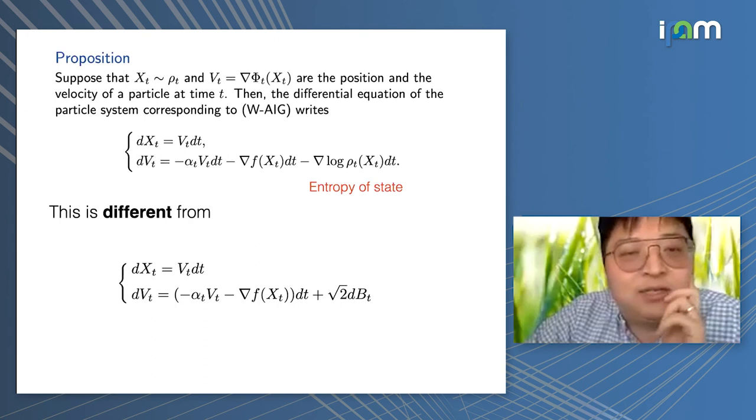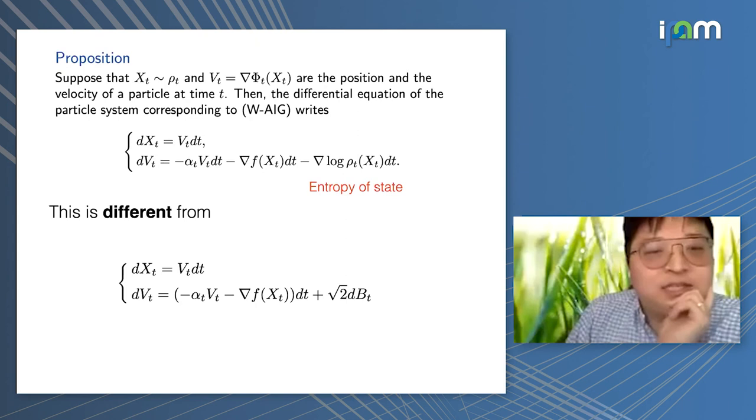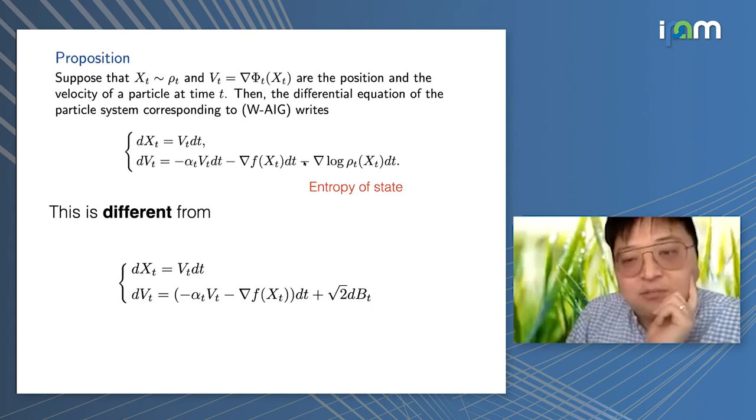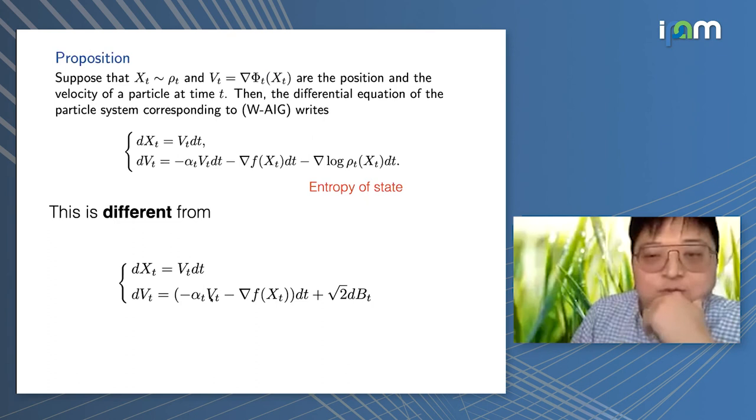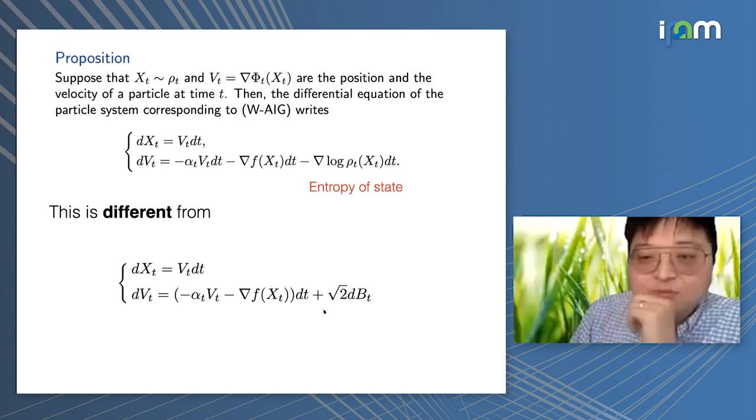So we can say this is the following dynamics: dx_t = v_t dt, dv_t = -alpha v_t - (grad f(x_t) - grad log rho(x_t)). Let's compare with the well-known Langevin dynamics, which has the square root of 2 dB_t term. So the first thing I want to say is they are different, in the following sense.